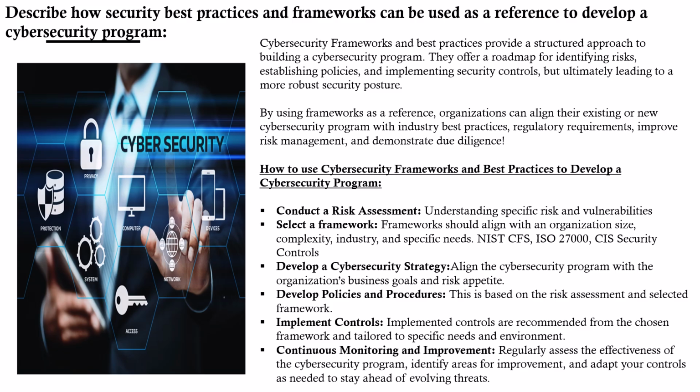And then you're going to develop a cybersecurity strategy. You want to align the cybersecurity program with the organization's business goals and risk appetite. You're going to develop policies and procedures. This is based on your risk management and selected framework. You're going to implement your controls, as recommended from the chosen framework and tailored to your specific needs and environment. You're going to do continuous monitoring and improvement. You want to regularly assess the effectiveness of your cybersecurity program. You want to continually identify areas for improvement and adapt your controls as needed to stay ahead of continually evolving threats.